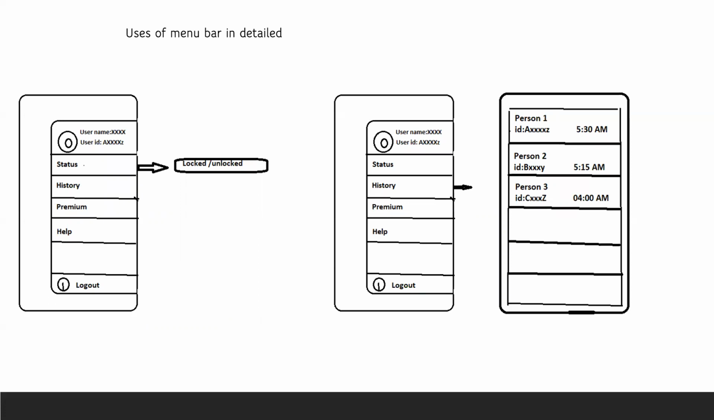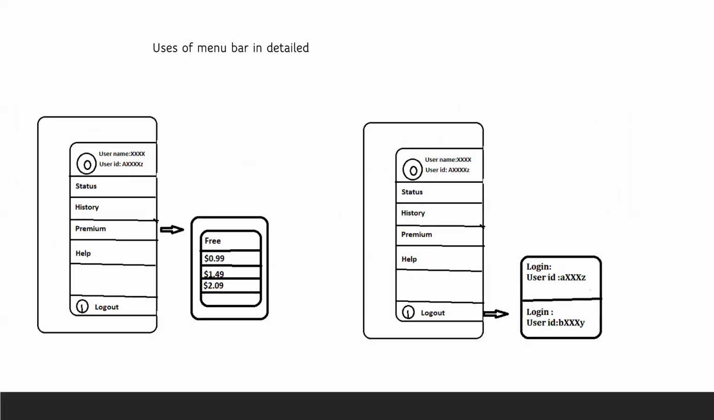Suppose person 1, whose ID is AXXXZ, opens the lock at 5:30 a.m. Suppose person 2, whose ID is BXXXY, opens the lock at 5:15 a.m. Person 3, whose ID is CXXZ, opens the lock at 4 a.m.